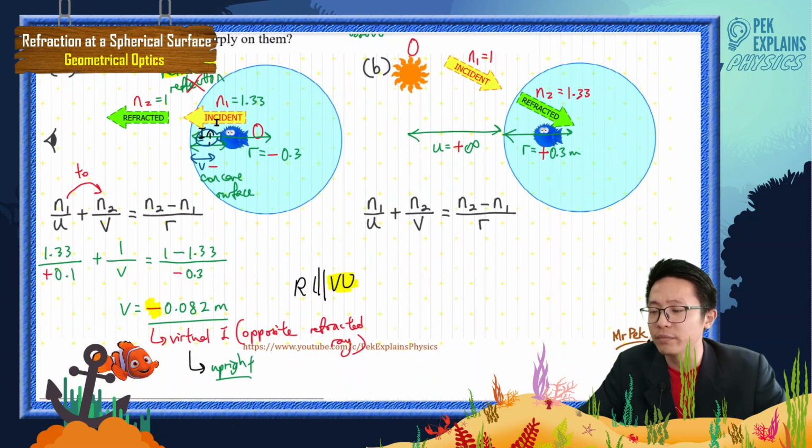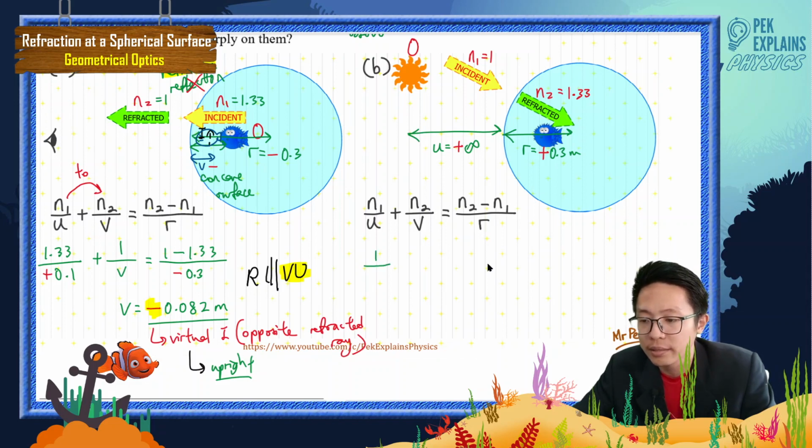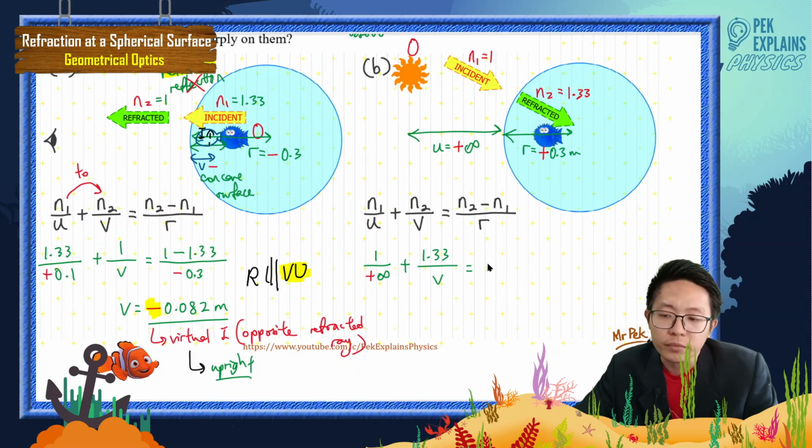So I already have everything. Now I just solve the question: substitute and get the answer. My n1 is 1. My object distance is very far away, which is infinity, because the sunlight is at very, very far away. And then n2 is 1.33, and we want to find v. So it's n2 minus n1, 1.33 minus 1. You see, last time it was 1 minus 1.33. This time it is 1.33 minus 1.